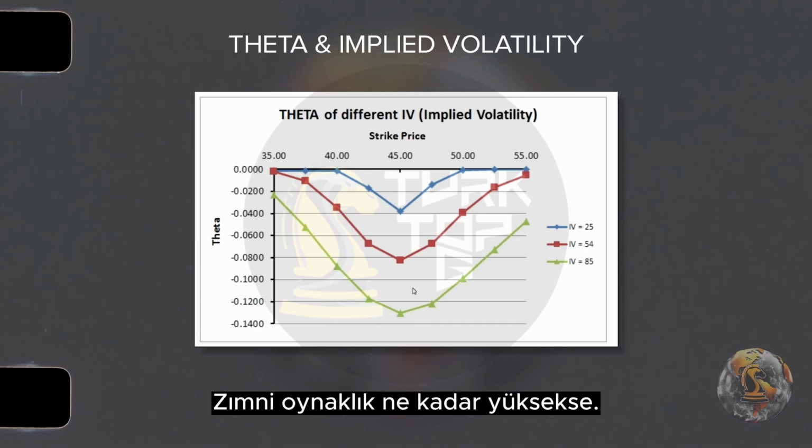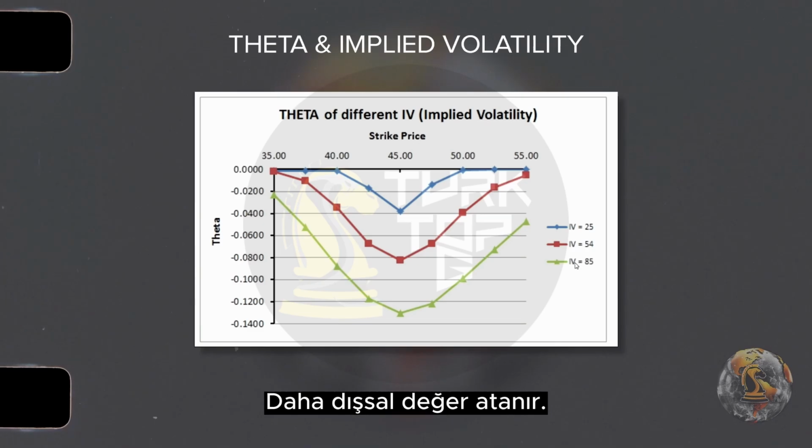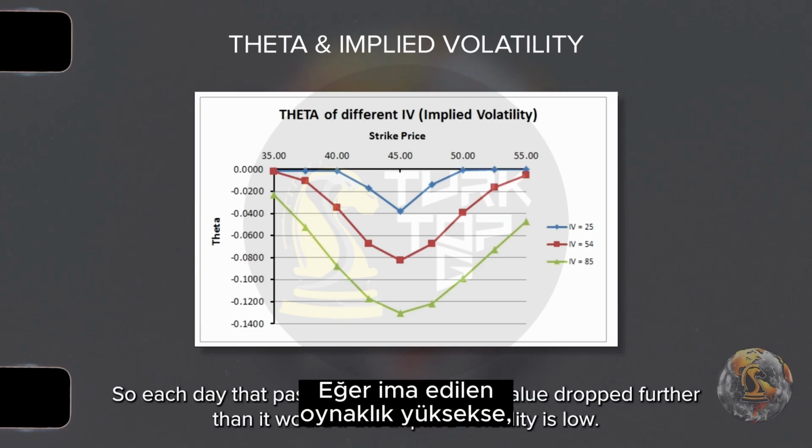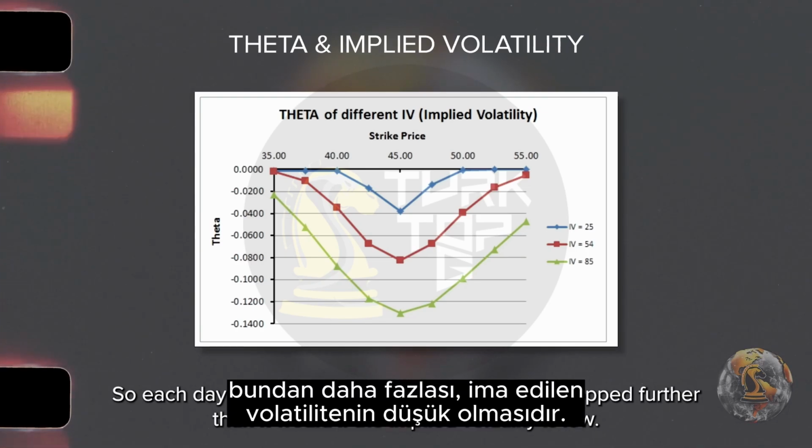So it's lower the higher the implied volatility is. More extrinsic value is assigned if the implied volatility is high. So each day that passes by, that extrinsic value drops further than it would if the implied volatility is low.